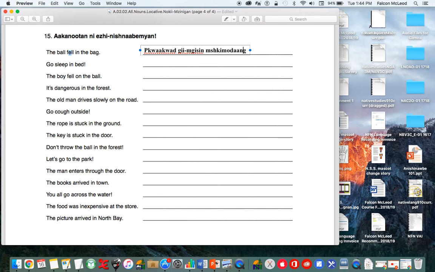Then our third last consonant: velar is one consonant, second is here, third is here. We have a vowel sound here and a short one here, so let's get rid of that. So there we go. Pequawkwed gim gising mshkim dong is how we translate the ball fell in the bag.